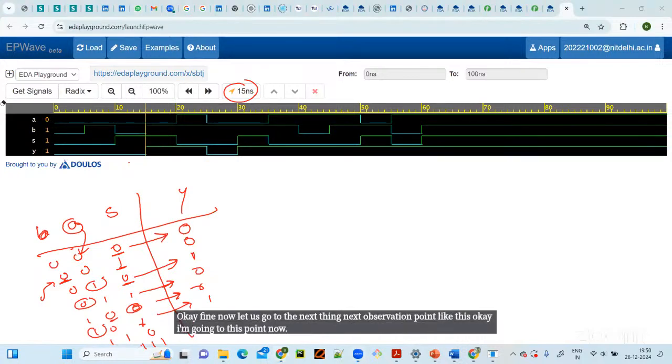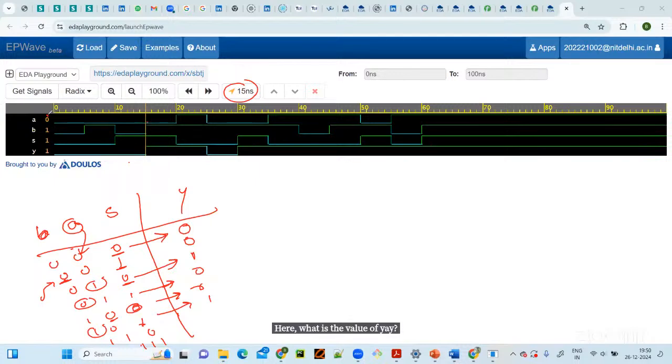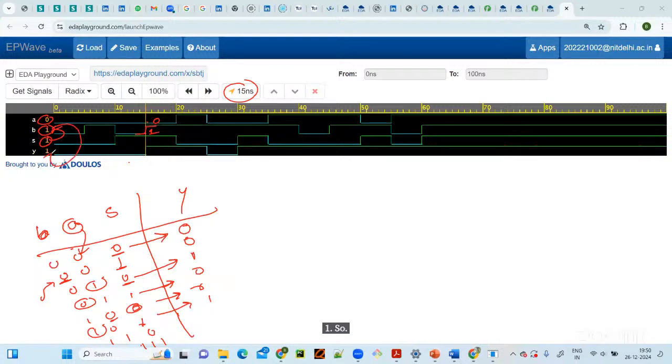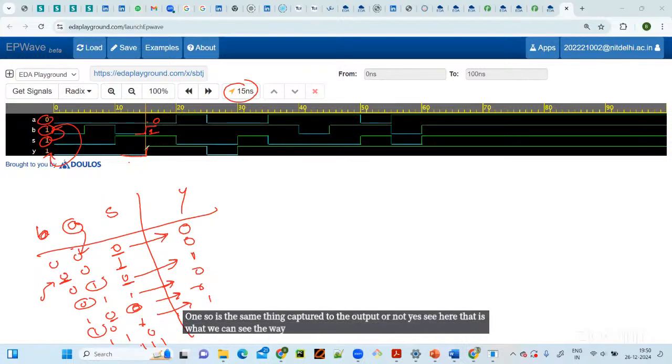Here, what is the value of A? A is 0. What is the value of B? B is 1. A is 0 and B is changing from 0 to 1. And what is the value of selection line? Selection line is 1. If selection line is 1, which value will it pick? A or B? It will pick B. What is there in B? 1. So, is the same thing captured to the output or not? Yes. See here. The Y is going from 0 to 1. Why is it going to 1? Because 1 is there in B. See, in B I have 1 and the same 1 is captured to my output.